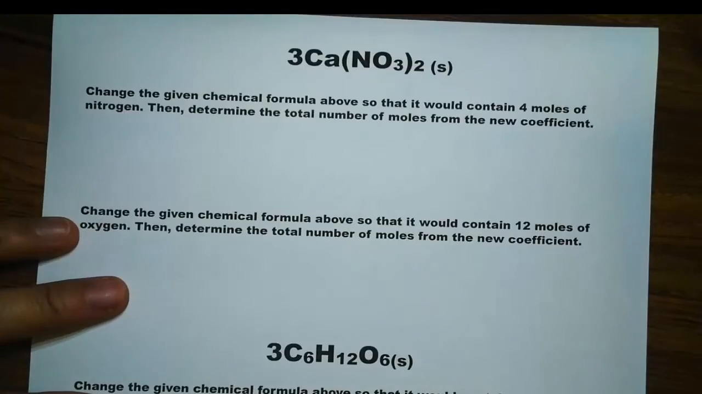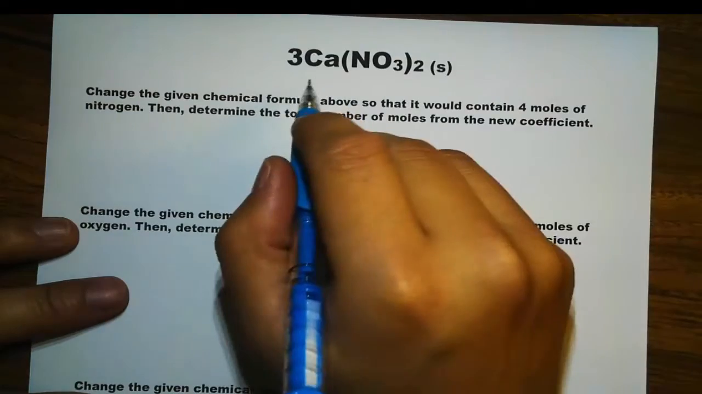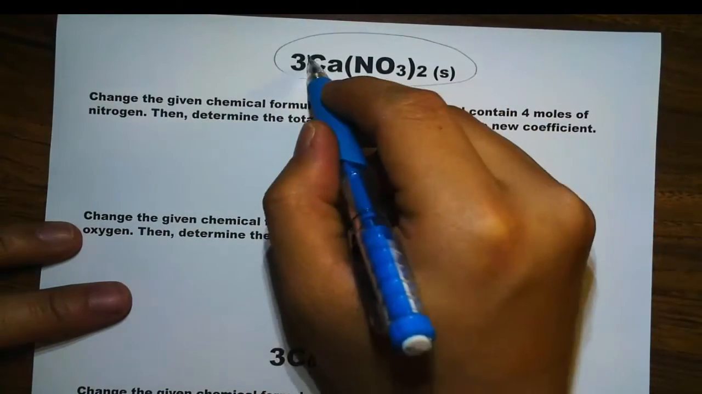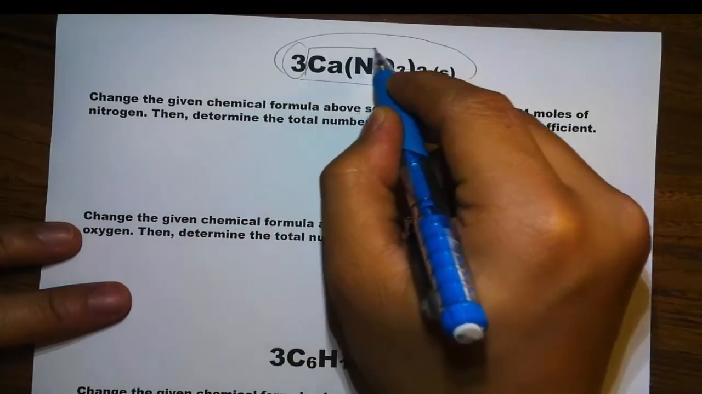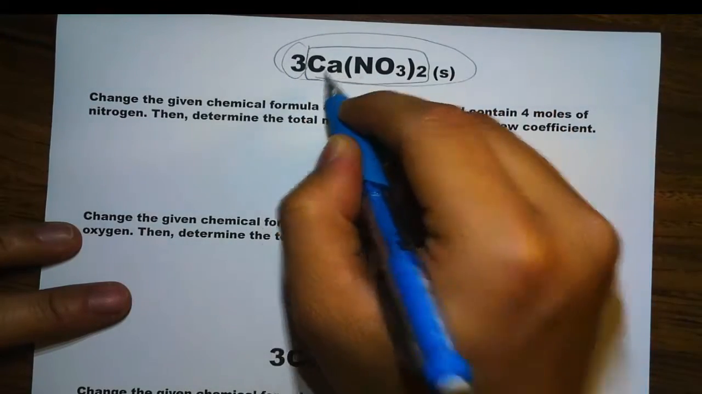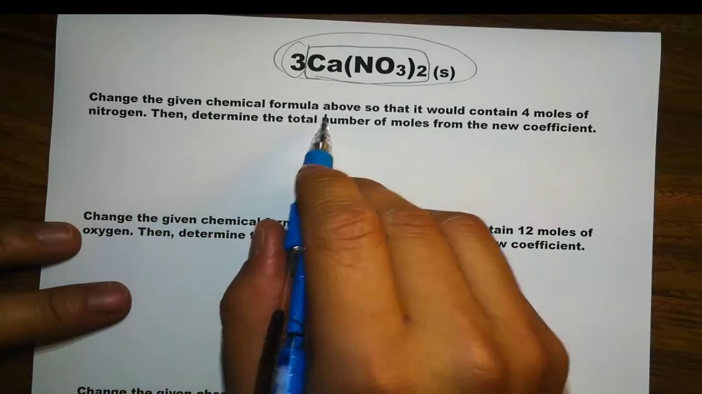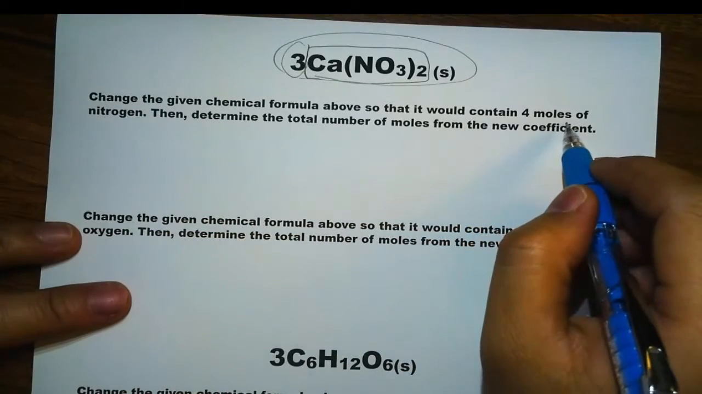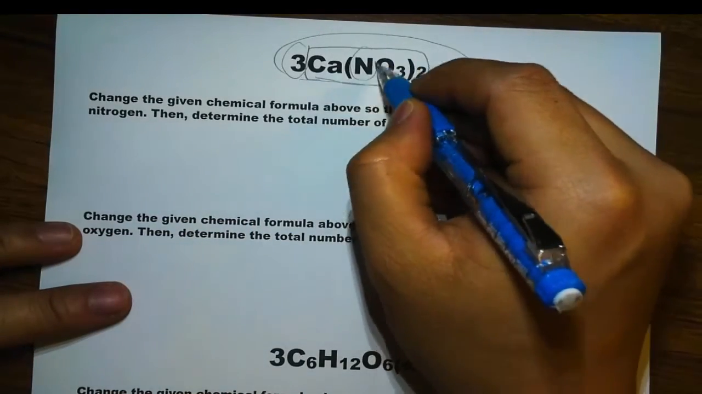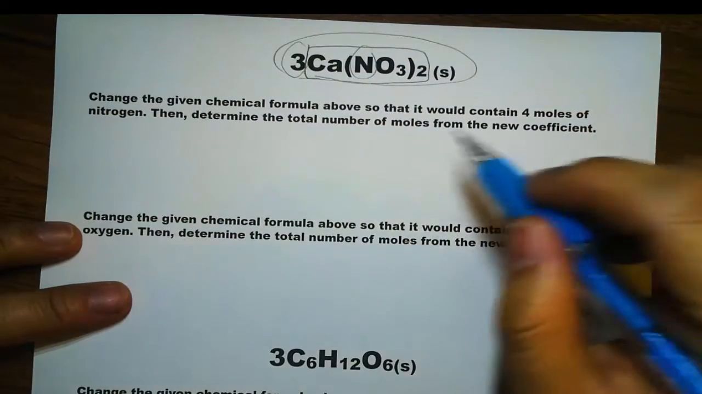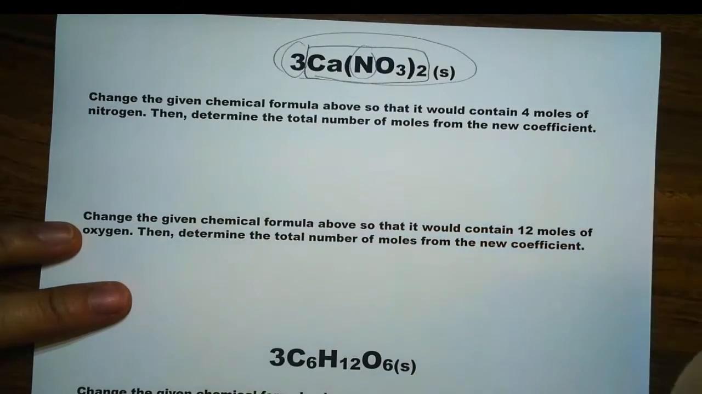Are you ready to try some more challenging problems? Here we have this chemical formula with the coefficient, but truly this is a chemical formula that represents the substance. So change the given chemical formula above so that it will contain 4 moles of nitrogen. So we focus on the nitrogen. Then determine the total number of moles from the new coefficient.